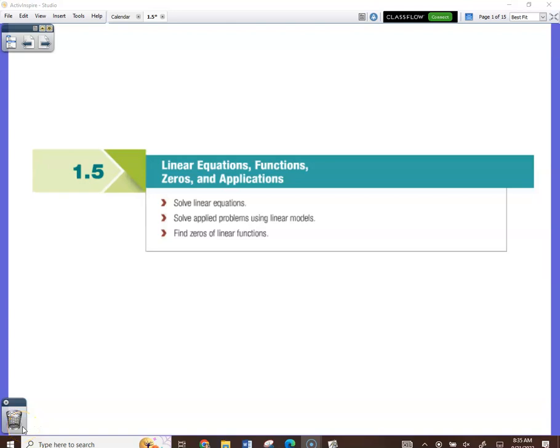Okay. You can see there's only 3 bullet points. We are looking at solving linear equations, which you should already know how to do. Then we are looking at word problems and finding the zeros of a linear function. We will complete this in the course of 2 days. I have a stop sign to appear when I'm ready to stop.